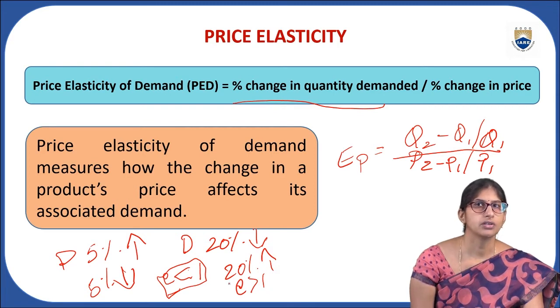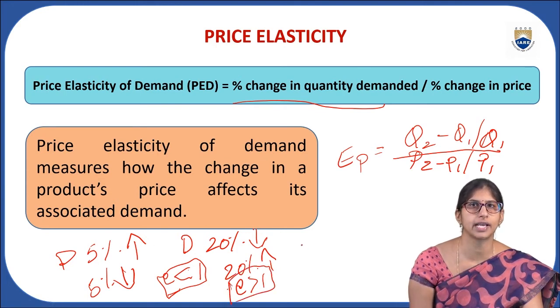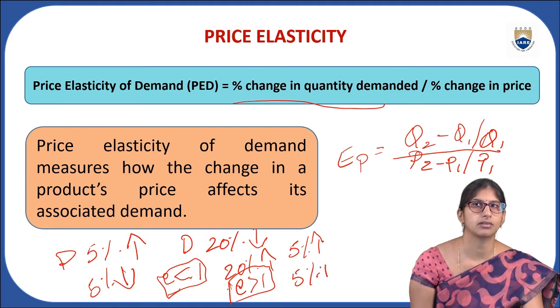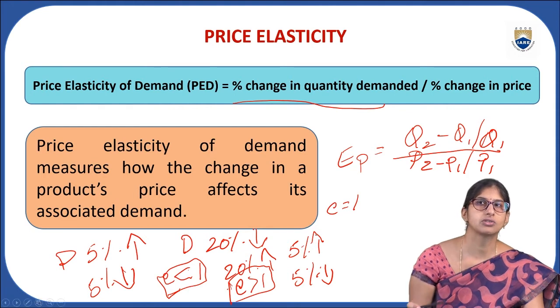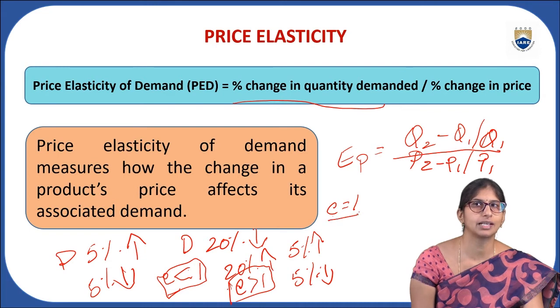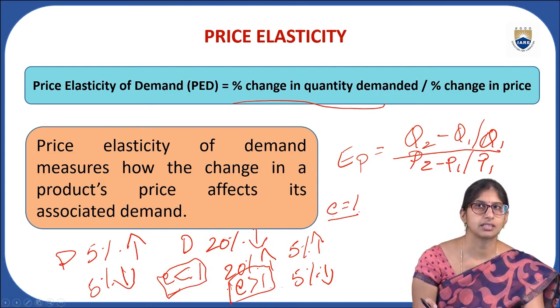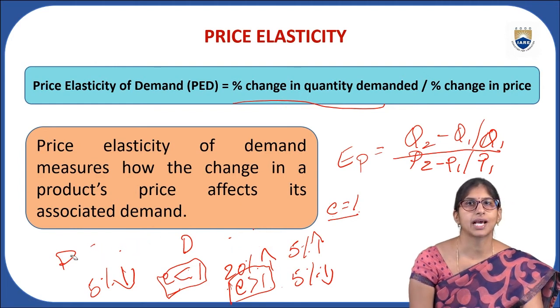Okay. Or we can also take it as a 5% increase in price creating a 5% decrease in quantity demanded. Then we will have elasticity equal to 1. When our elasticity is equal to 1, we call it unitary elasticity. If elasticity is more than 1, we call it perfectly elastic, and perfectly inelastic otherwise. So this is all about price elasticity.